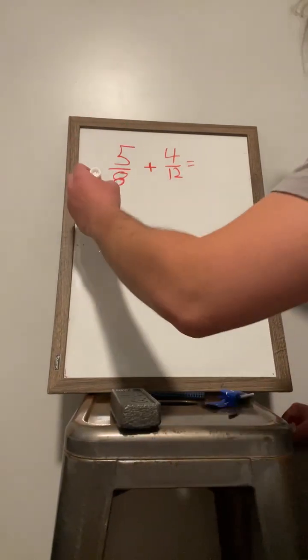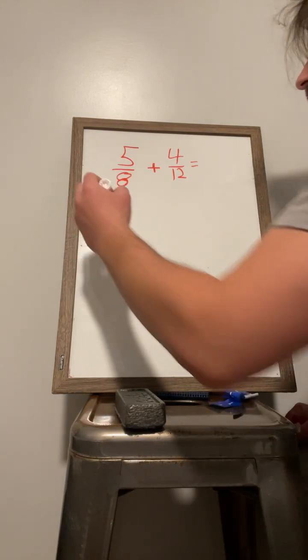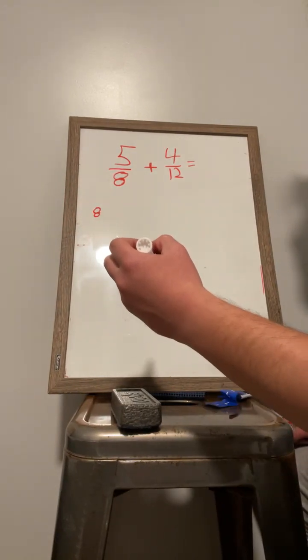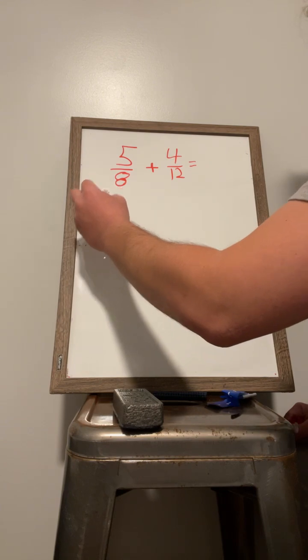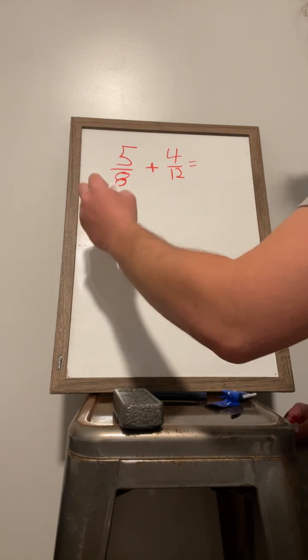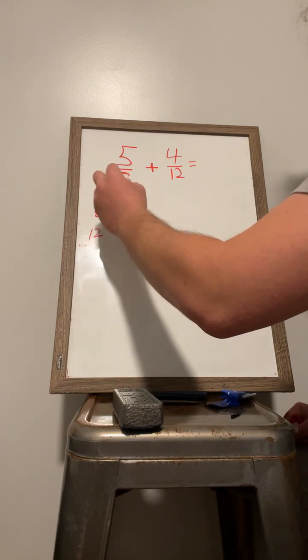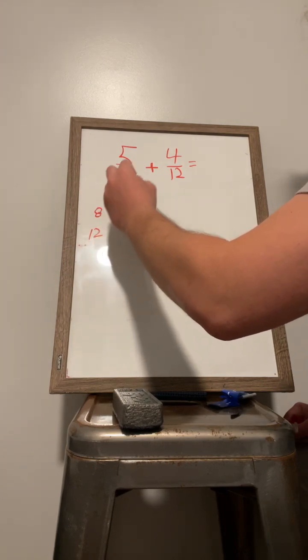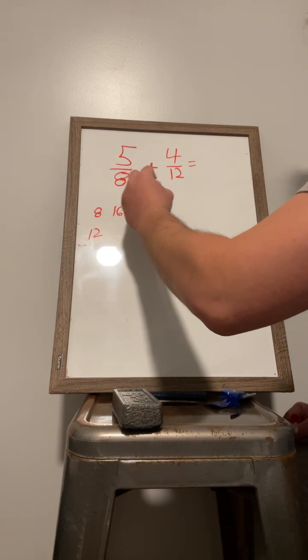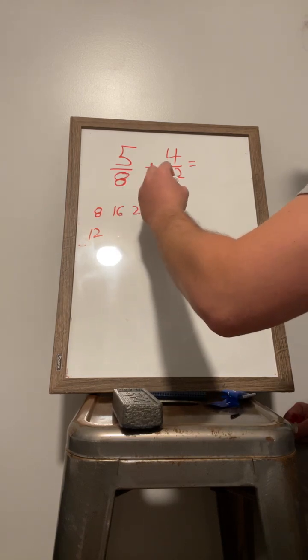All right. So first step, we're going to count by 8s, count by 12s, find the multiples of 8 and 12, and the least common multiple will work. So 8 plus 8 is 16, 8 more is 24, 32.